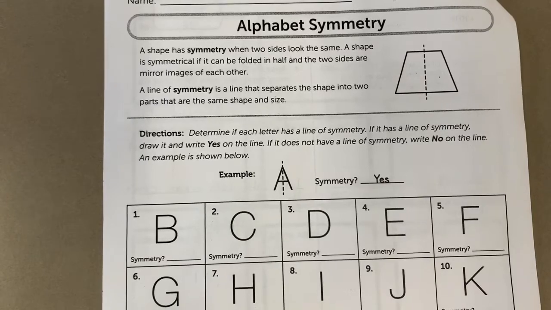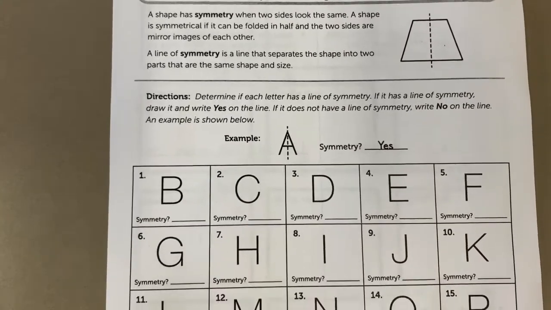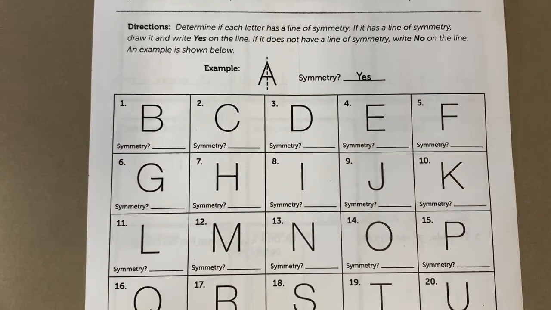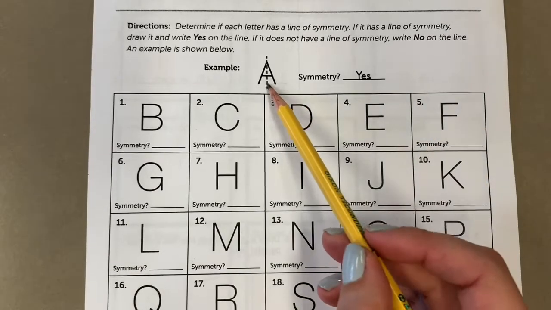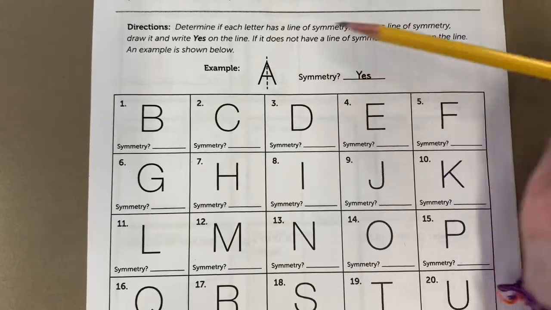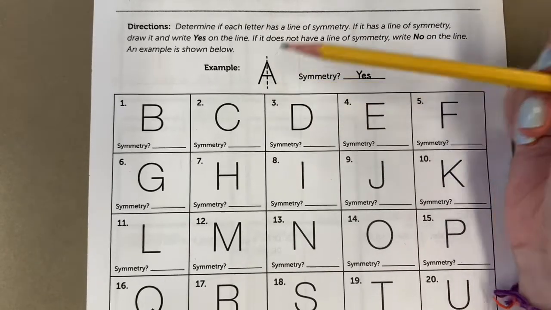So let's actually take a look at the alphabet and see if any letters have symmetry. The directions say to determine if each letter has a line of symmetry. If it has a line of symmetry, draw it and write yes on the line. If it does not have a line of symmetry, write no on the line. And an example is shown below. So A could be folded in half and be exactly the same on both sides, so there's a line of symmetry. We said yes, and they drew the line of symmetry.